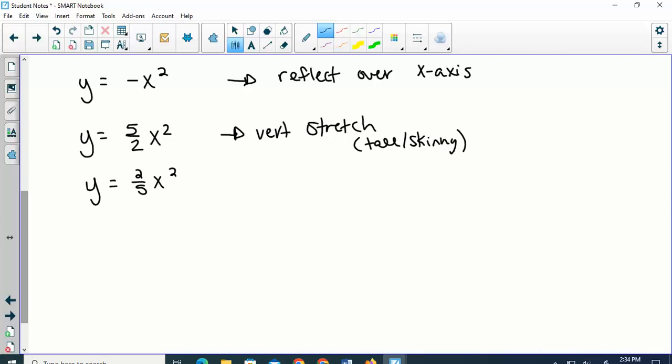If you multiply by 2/5, 2/5 is less than 1. It's like 0.4. So I'm saying, I'm going to take the height times 0.4. What does that do to my graph? Shrinks it. It's like shrinking it down. So we can call it a shrink or a compression. What that does to our graph is it makes it get short and fat, because you're taking your height and compressing it down.